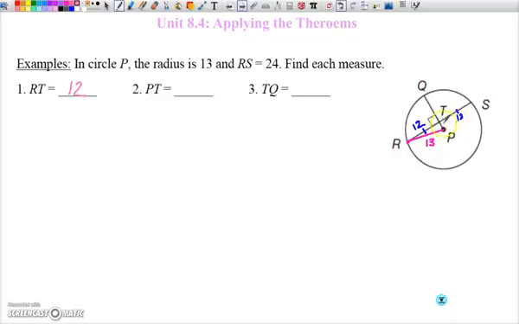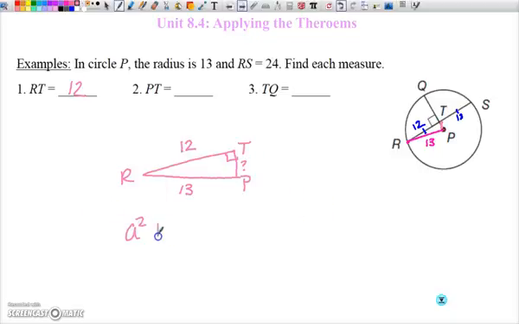Now PT we don't have, it's right here. But if you notice, I'm going to go ahead and pull this out real quick. So here's RT, here's this little section from T to P, and then this gets connected right here. Here's a right angle. We have a right triangle where 13 is our hypotenuse and 12 is the side that we have. This is what we want.